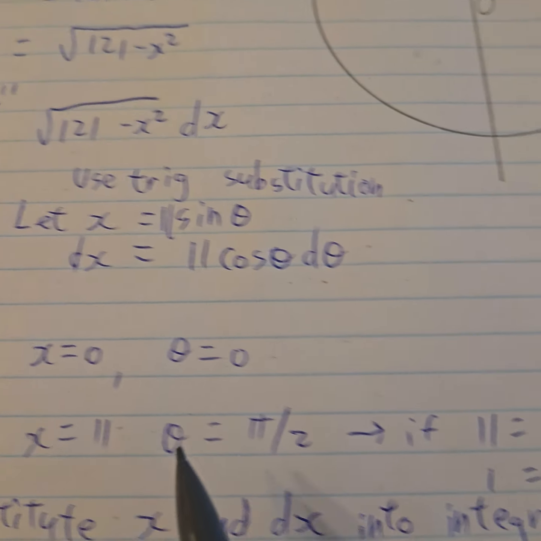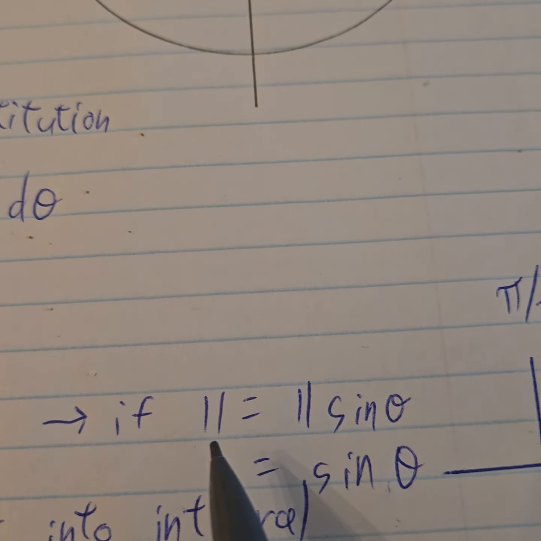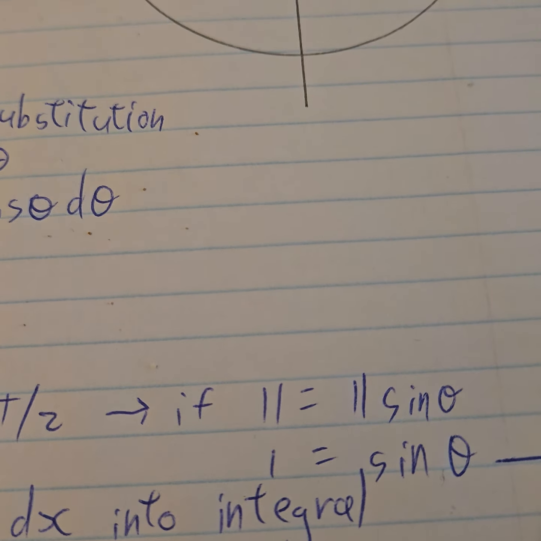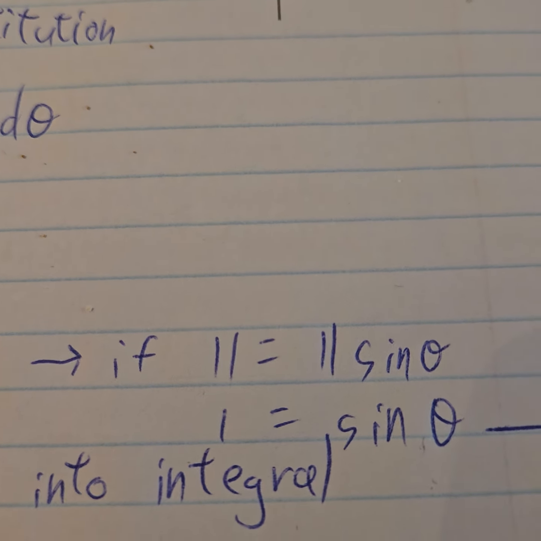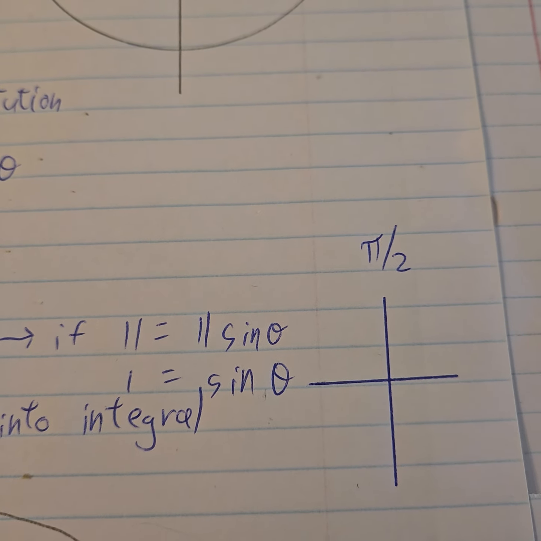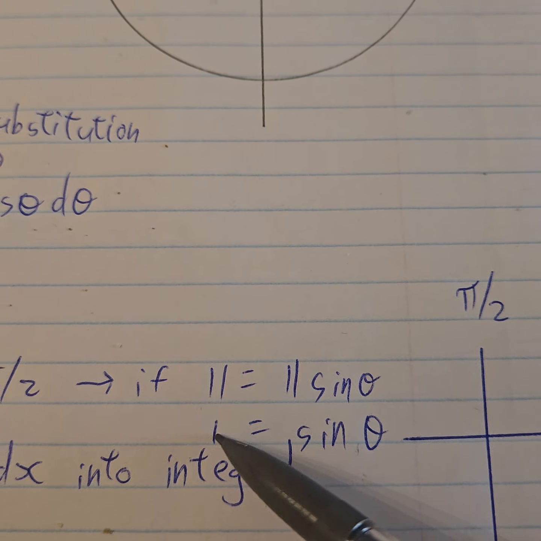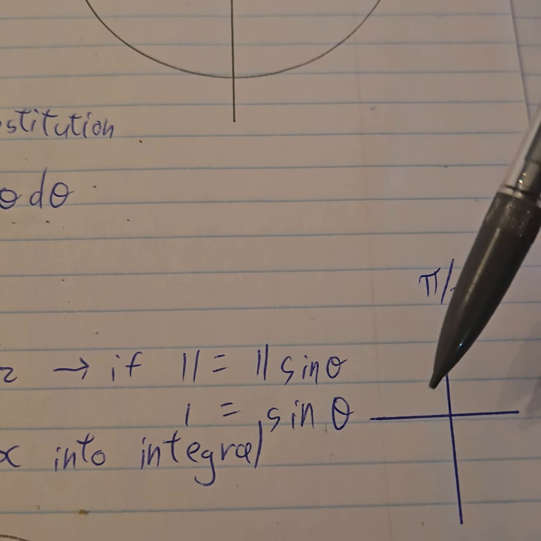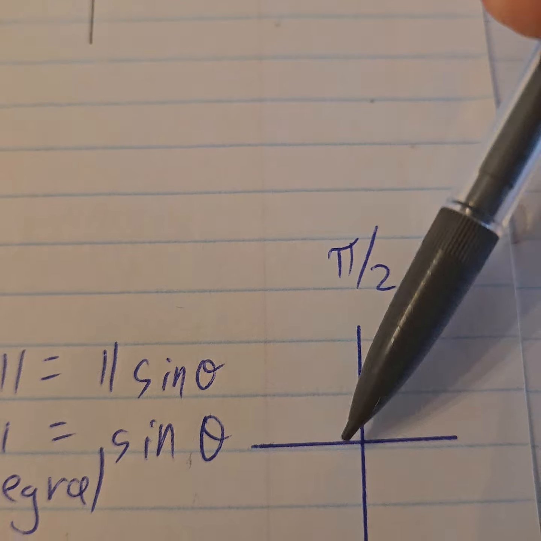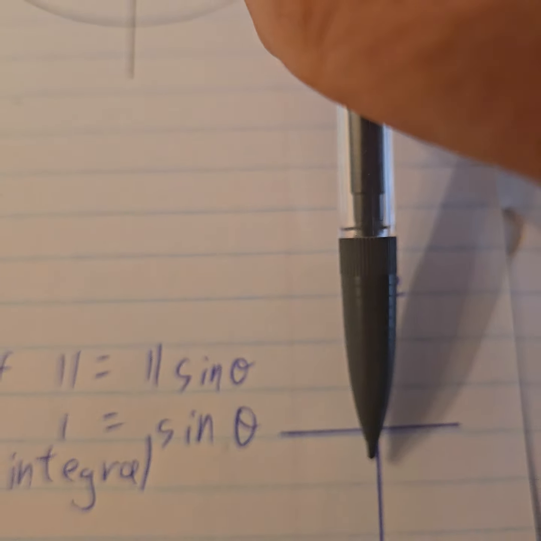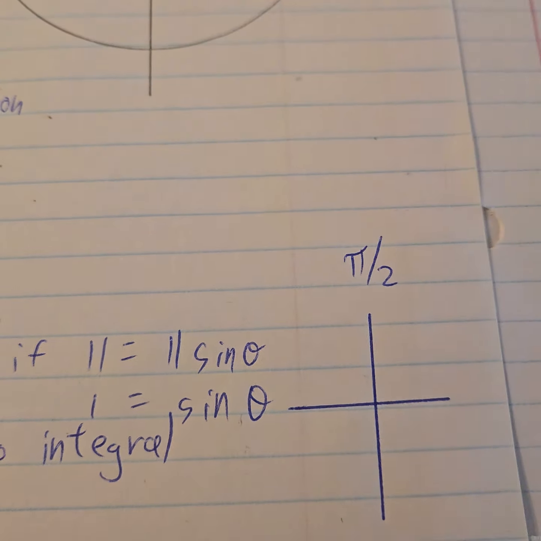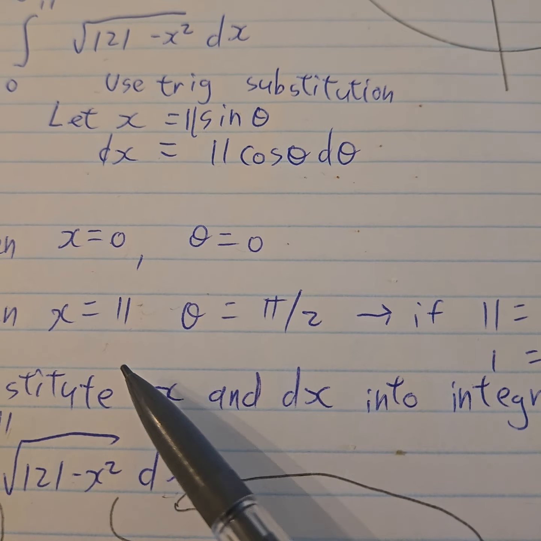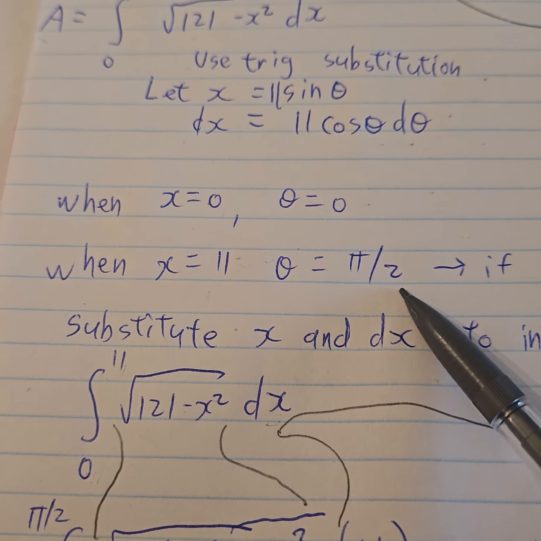So when x is 0, theta is 0. And when x is 11, 11 equals 11 sin theta, 1 equals sin theta, where sin theta is 1 when opposite and hypotenuse are on top of each other. That's when opposite over hypotenuse is 1. That's when theta is pi over 2. When x is 11, theta is pi over 2.